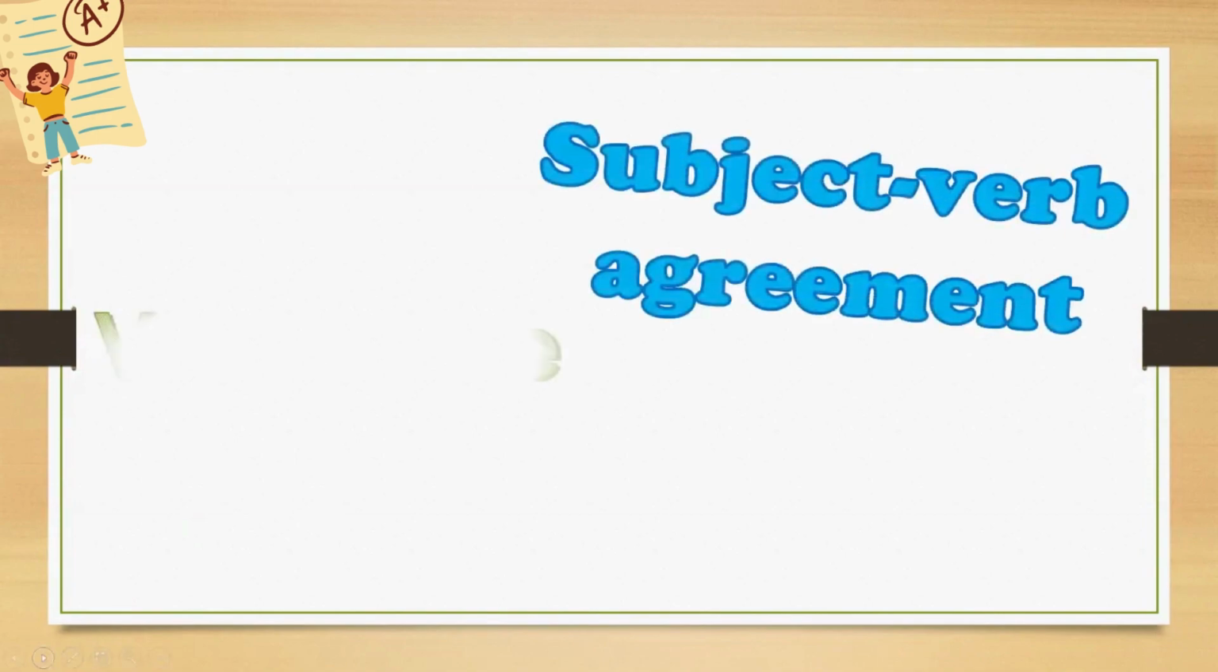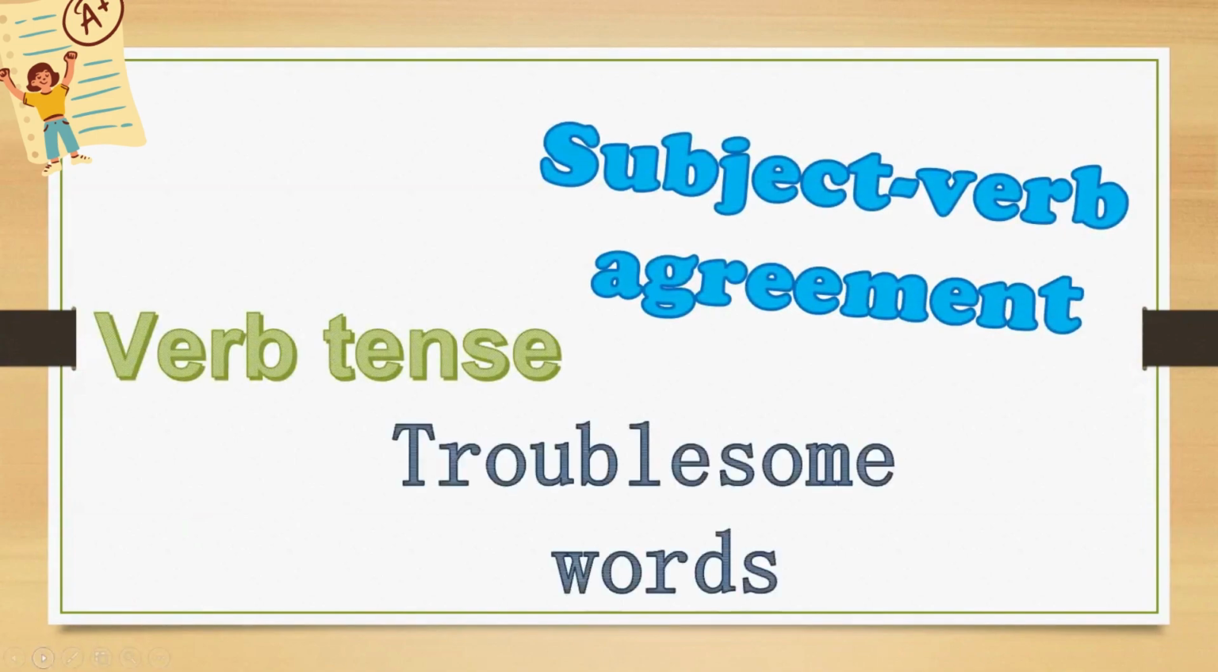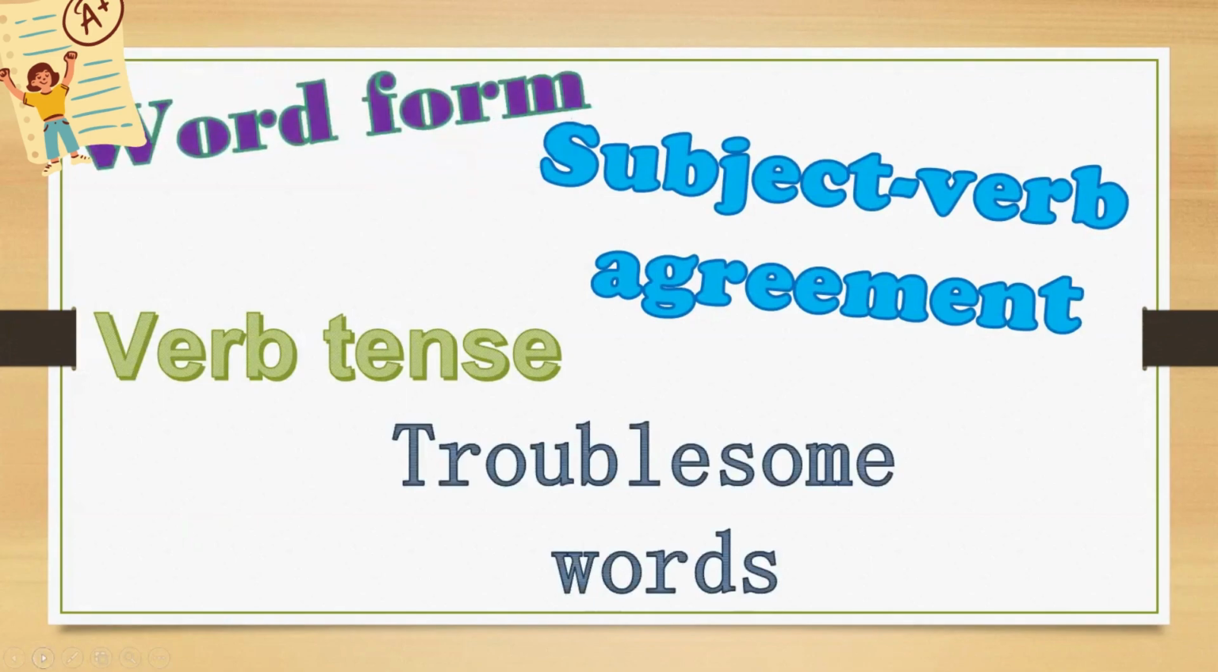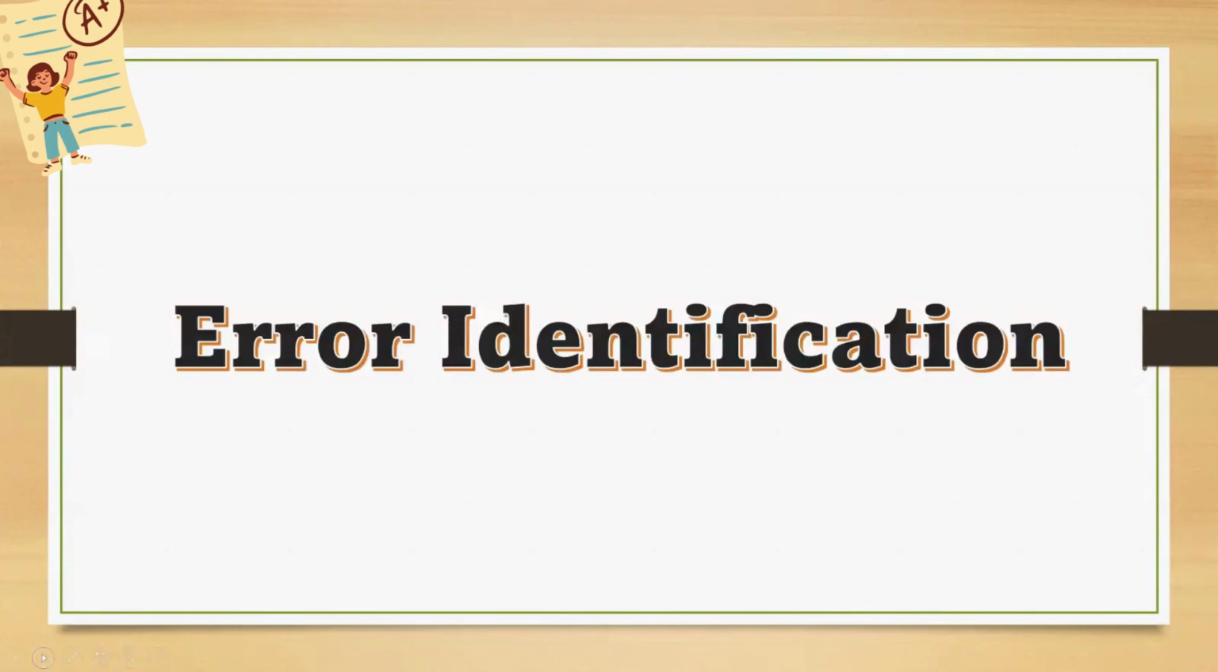Previously we discussed all about subject-verb agreement, verb tense, troublesome words, and verb form, and these are the different types of error identification, or how to identify errors in terms of SVA, verb tense, word form, and of course what we call troublesome words. And there are more types of error identification. In short, ways on how to identify errors when you write sentences or even when you write paragraphs.